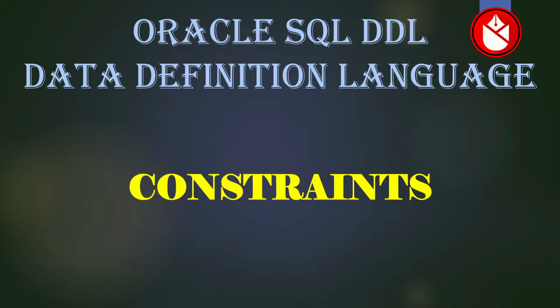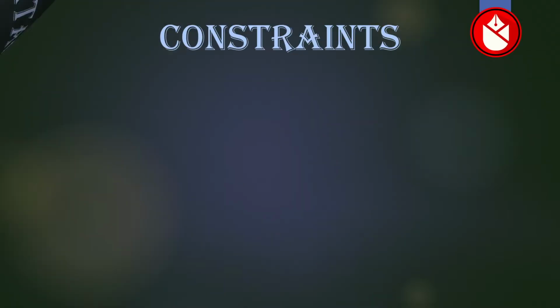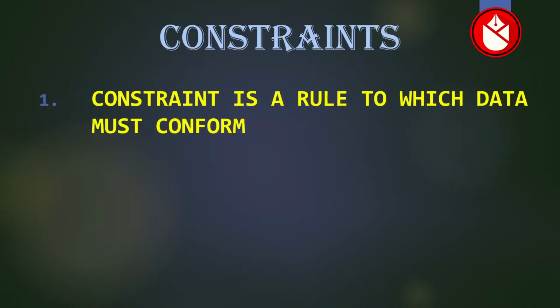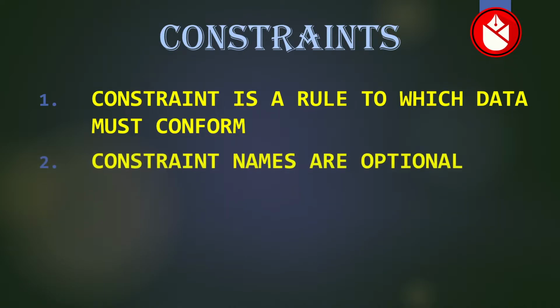Also, the employee ID for each employee must be unique. Unique means two employees cannot have the same employee ID. So putting all these things together in mind, we can apply constraints in the table. A constraint is a rule to which data must conform.